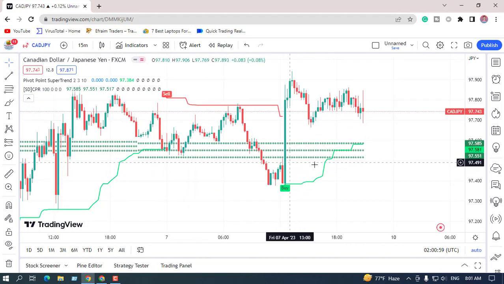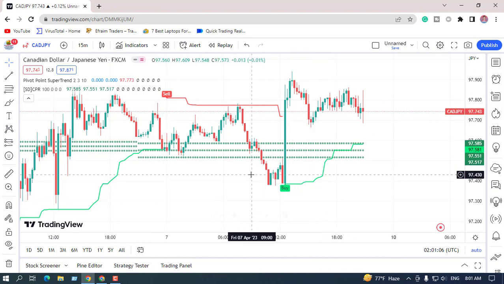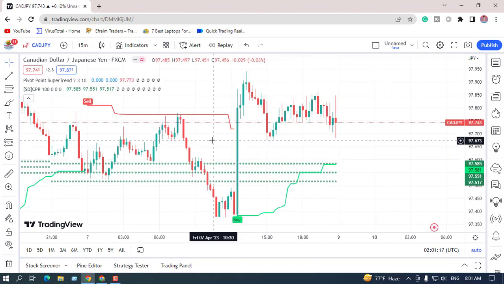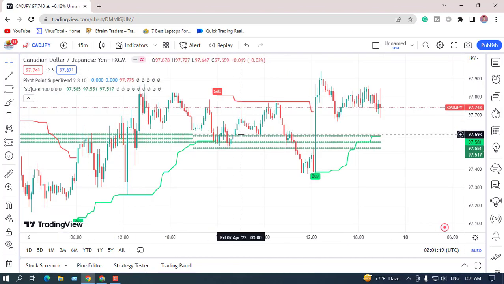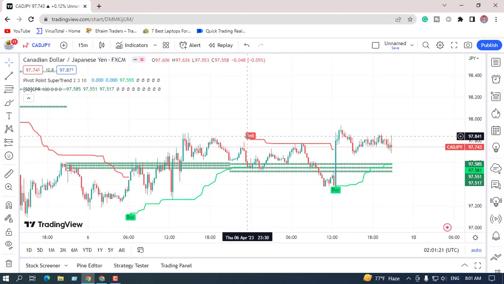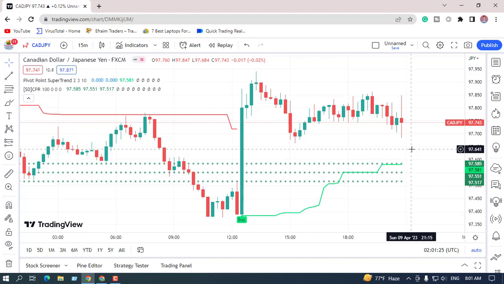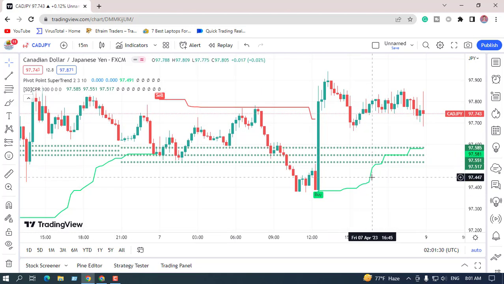Okay, and here, as you can see, the Pivot Point Super Trend indicator has signaled buy, and the market broke this resistance level and the market is going up. Okay, very good signal. It is a very good strategy. You can use this strategy on your demo account before you trade on your real account.